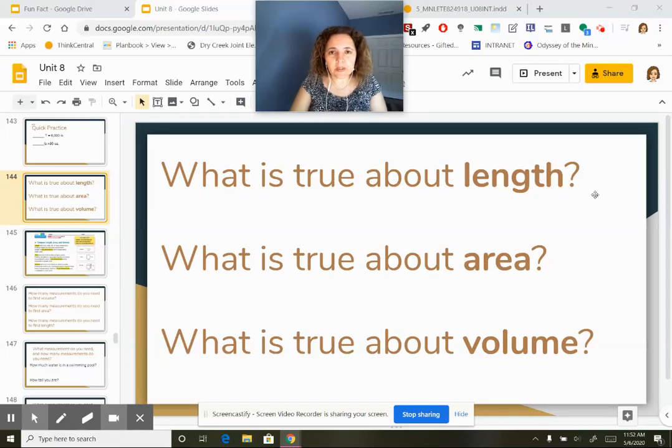All right. Today, boys and girls, we're going to be talking about length, area, and volume. We're going to be discussing the differences. Okay. So, in a moment, I want you to stop the video and tell me everything you know about length, everything you know about area, and everything you know about volume.